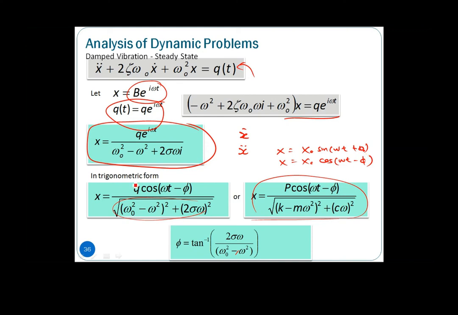So if you look at this q over the denominator, that is our x naught, our vibration amplitude. If you plot this particular function, x over t, it will be something similar to this, where this is our x naught, which is equal to this q over the whole denominator. All right. So that is what we learn in mechanical vibration, a single degree of freedom.